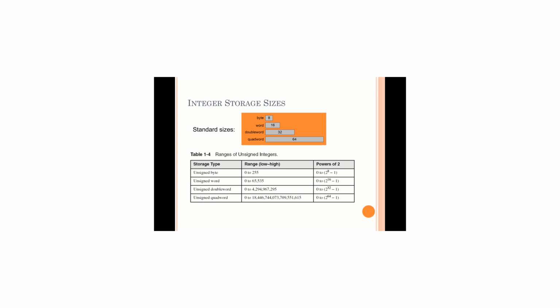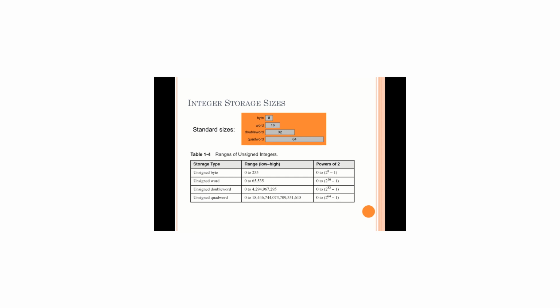So 8 bits will make a byte. Each byte has 8 bits. 16 bits is called a word. 32 bits is called a double word. And 64 bits is called a quad word. Now you can use 8-bit, 16-bit, 32-bit, or 64-bit to represent numbers.